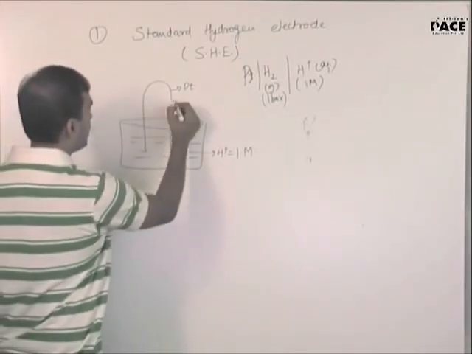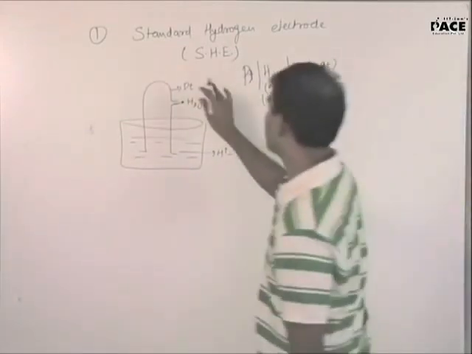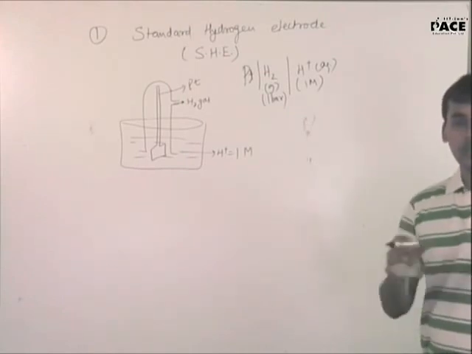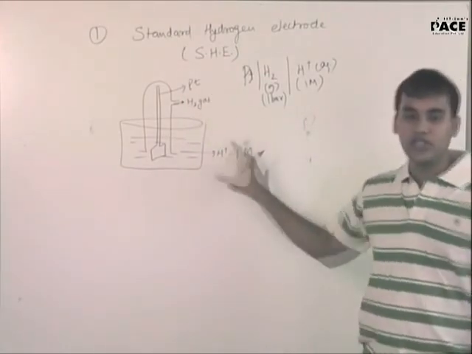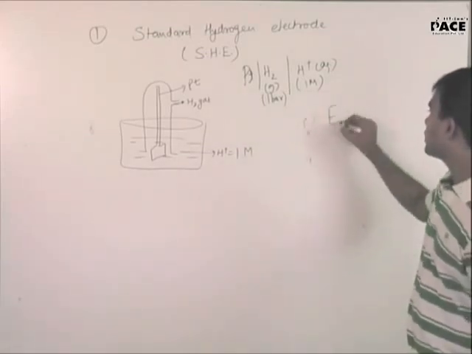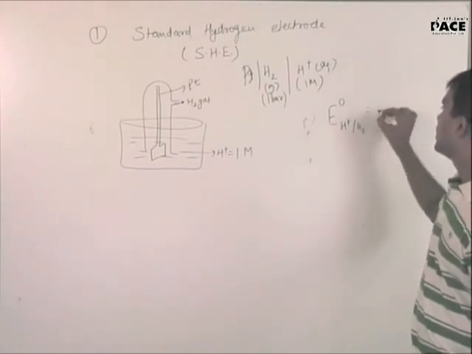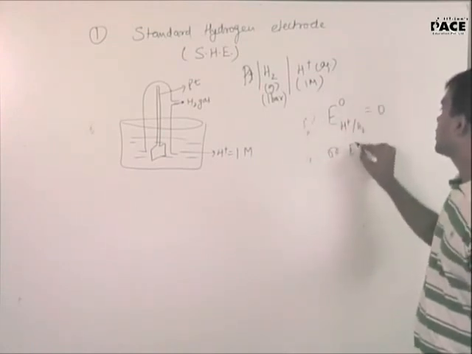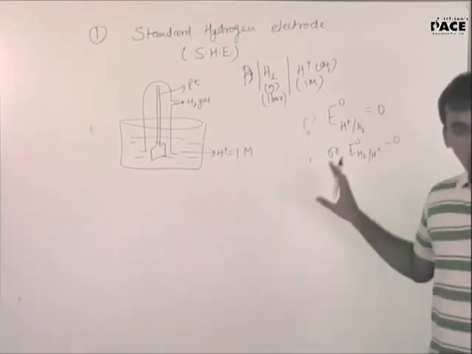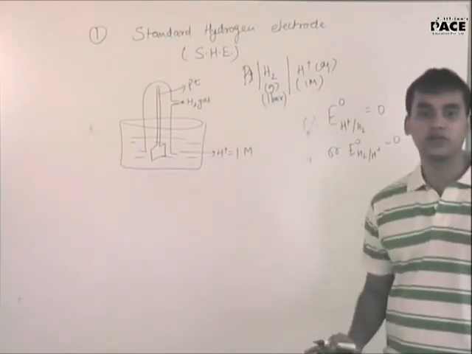...which is saturated with hydrogen gas. Clear? Basically, this is the platinum electrode. You don't have to remember the construction, or the values which are there. But what you have to remember are a few things: E naught of H plus to H2 is 0, or E naught of H2 to 2H plus is 0. This is not truly 0, we have assigned it to be 0. Clear? This is the reference point which we have taken.